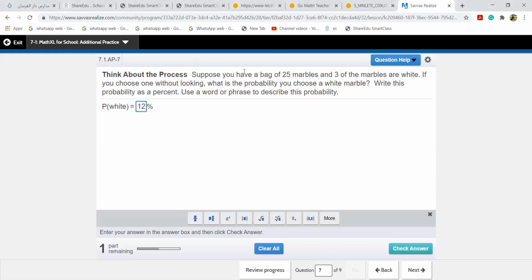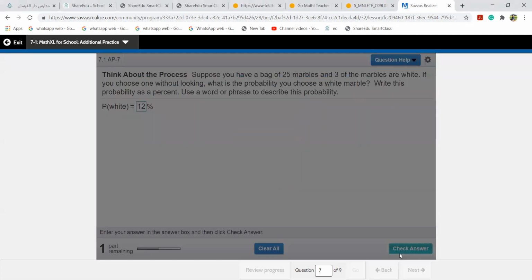This question, Masdulin. I have 25 marbles and 3 are white. What is the probability of choosing a white marble? So 3 in the numerator because there were only 3 white marbles, and the total in the denominator. Is this clear to you? This is how we find probability. Whatever they ask is in the numerator and the total in the denominator. Then I divide them and multiply by 100 to get the percentage. I divide 3 over 25, I get 0.12. When I multiply that by 100, I get 12. Check my answer. Good job here.